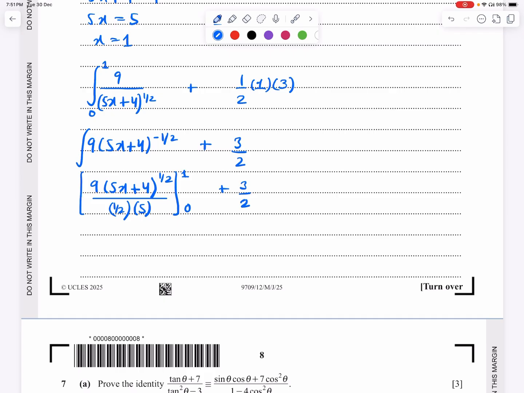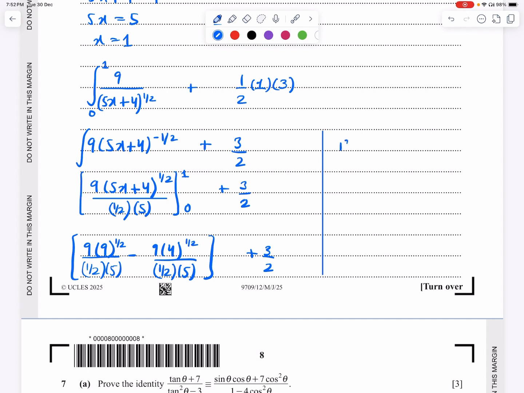If I plug in 1 into this, that's going to become 9 into 5 plus 4, to the power 1 over 2, divided by 1 over 2 into 5. Then I'll plug in 0, that will become 9 into 4 to the power 1 over 2, divided by 1 over 2 into 5, plus 3 over 2. This will end up being 18 over 5 plus 3 over 2, that is going to be 51 over 10, which is your final answer. I hope that makes sense.